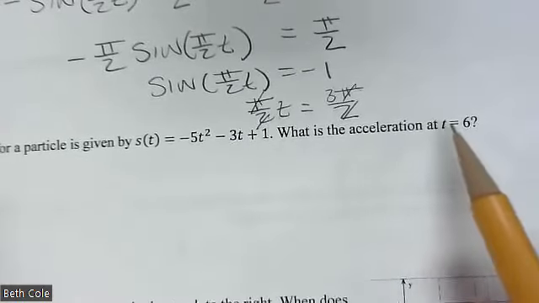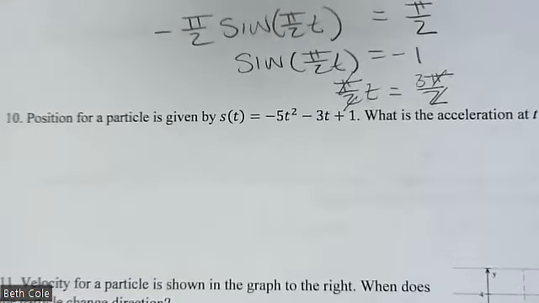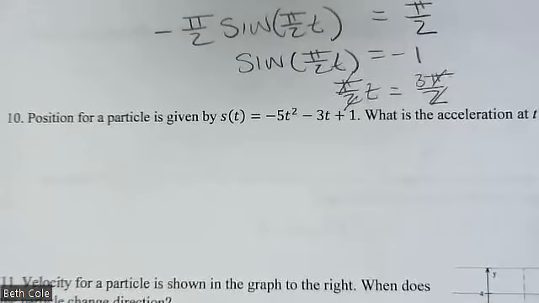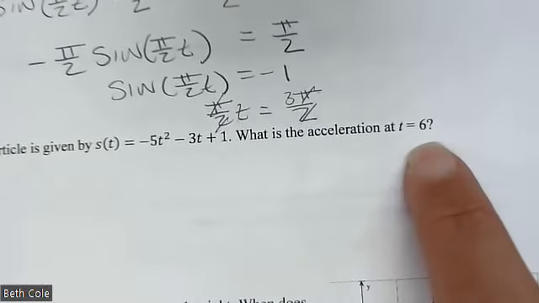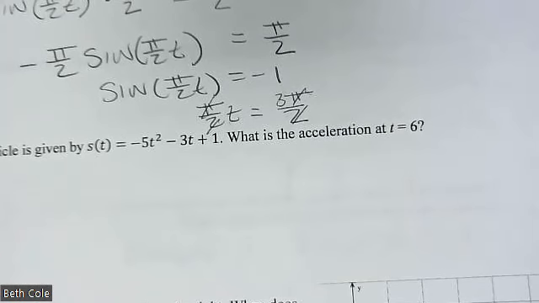All right, number 10, what did they give you? Position, they want acceleration at time 6. I'm just going to talk you through this. You would find velocity, then you would find the derivative of that, acceleration, and then you would plug in 6. That's a real easy one. Can I say that that's an easy one? Find velocity, do a derivative, do another derivative, plug in 6.